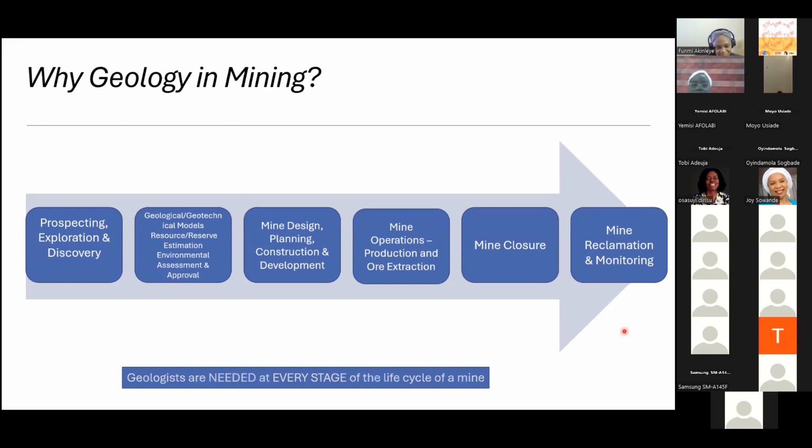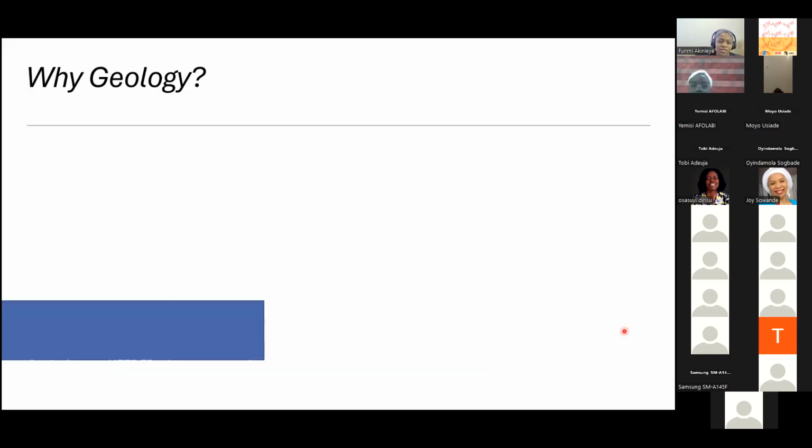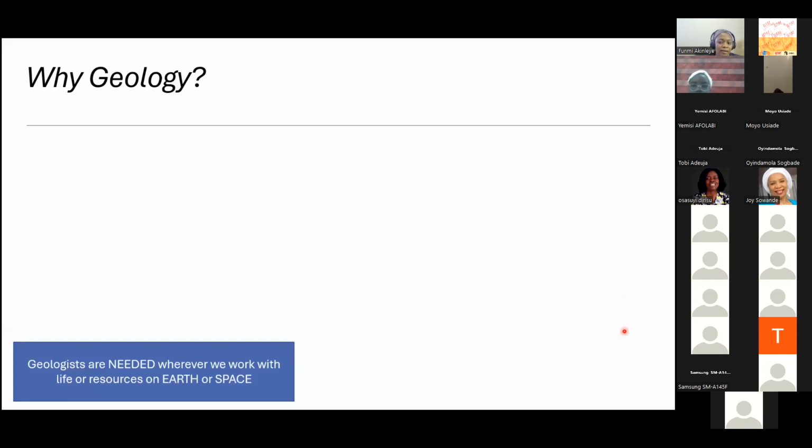Also, I want to say, like I just mentioned, geologists are needed wherever we work with life or resources or earth or space. So just imagine you can do work here. You can also do work in space. Isn't that cool?